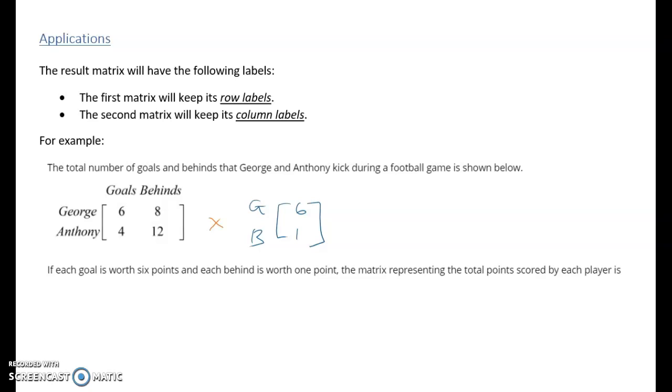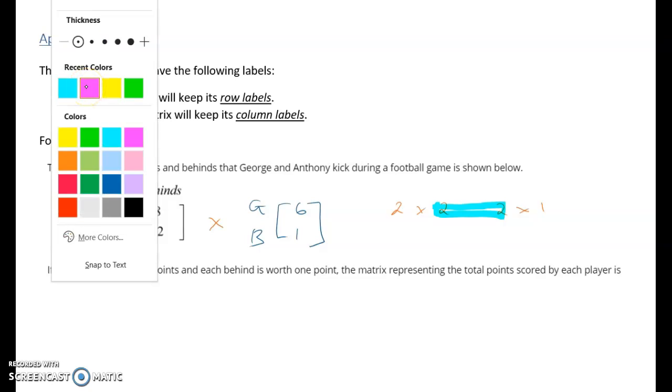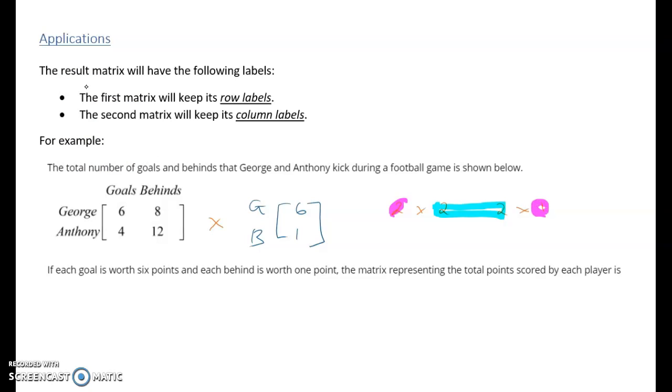So the order of the first one is a 2 by 2. And the order of the second matrix is it's got 2 rows and 1 column. So when we look at these two numbers, we see that they're the same, so we can multiply it. When we look at the outside numbers, which is 2 and 1, that'll tell us the order of the new matrix. So the new matrix is going to be 2 rows and 1 column, because it'll be 2 by 1.